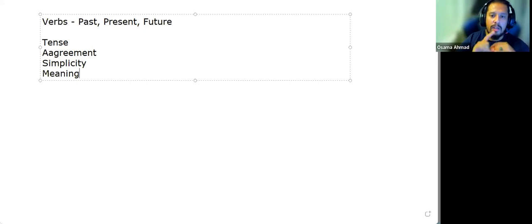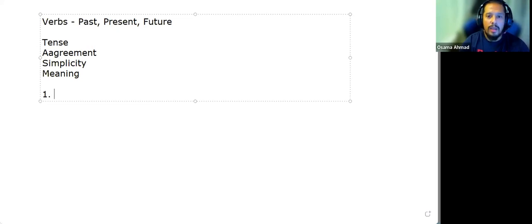Number one, I look at the tense of the verb. I make sure the tense is consistent with the other verbs. Number two, I look at agreement of the verb, subject-verb agreement. Number three, I look at simplicity. And number four, I look at meaning. So basically for the ACT English, your number one rule is consistency of the verb, right? That's the first thing you do in the sentence.